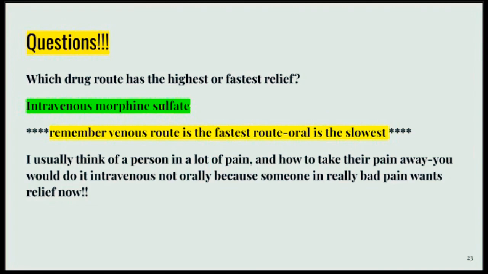Okay, which factor in a patient's medical history is more likely to prolong the half-life of certain drugs? And that's the liver. You must know that metabolism most likely takes place largely in the liver. Some medications do affect the kidney more than the liver, but mostly medications affect the liver more than the kidney.